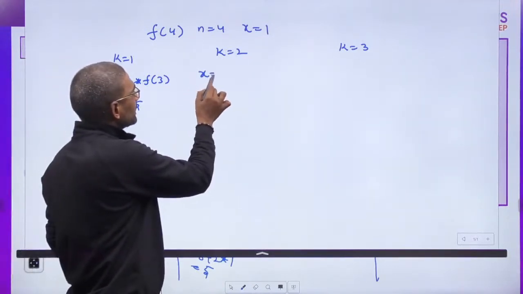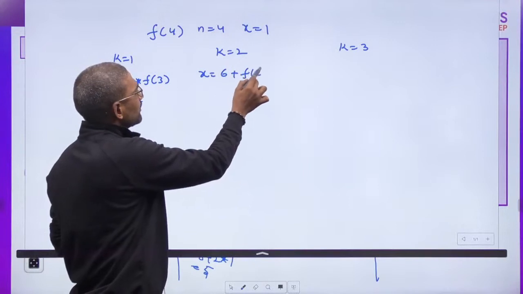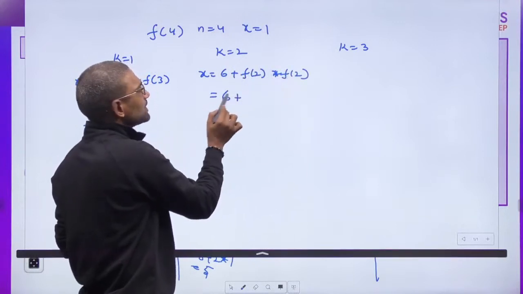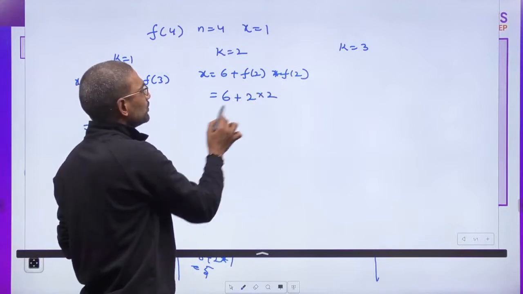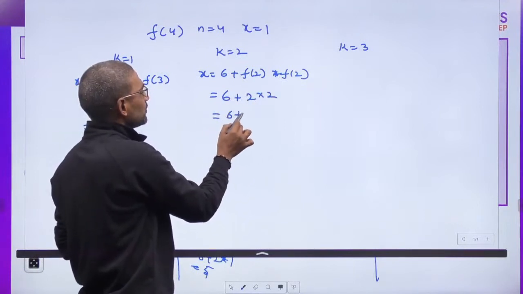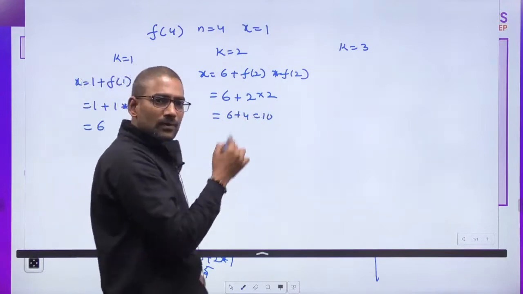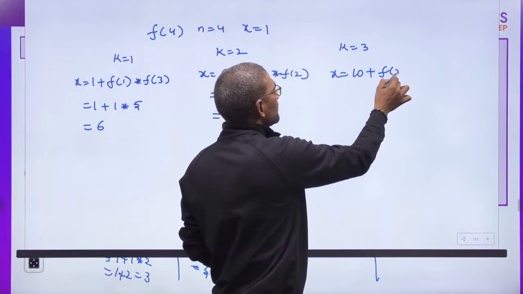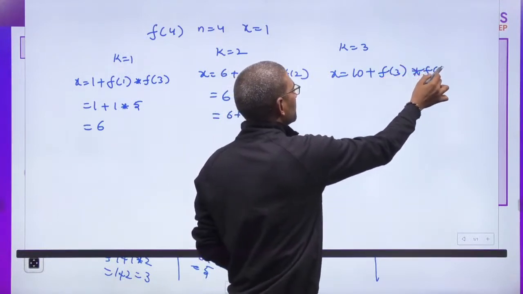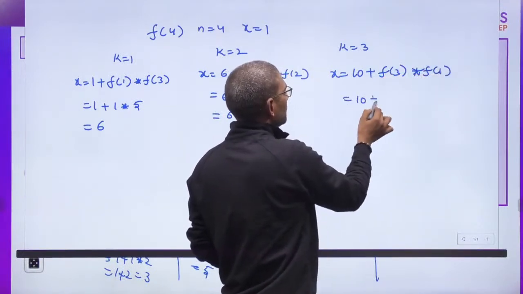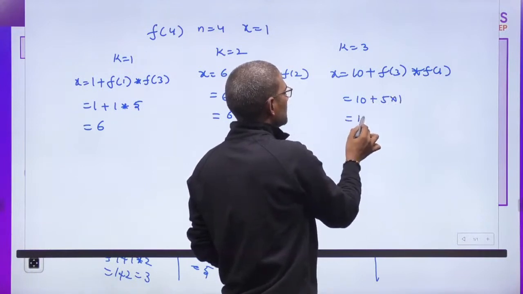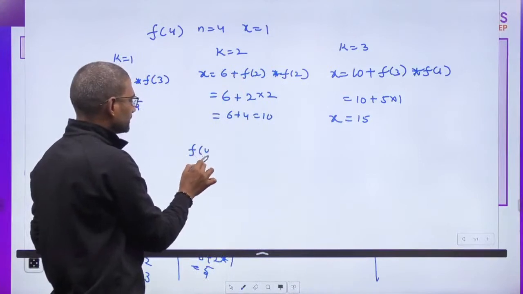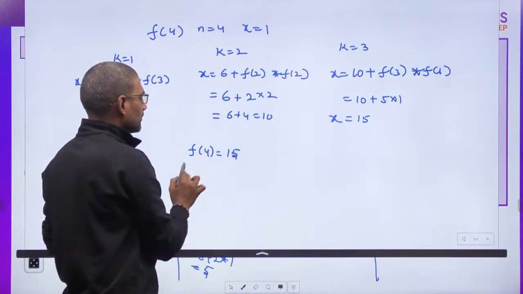That is forwarded here. 6 plus f of 2 into f of 2. Directly I am writing, this is 6 plus 2 into 2, that is 6 plus 4, that is 10. That is forwarded here. X is equal to 10 plus f of 3 into f of 1. 10 plus 5 into 1, that is 15. So what is f of 4? 15.